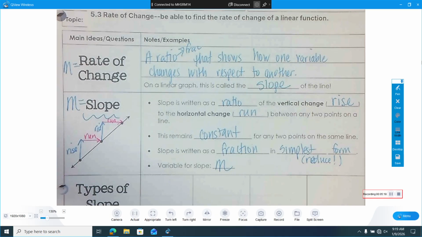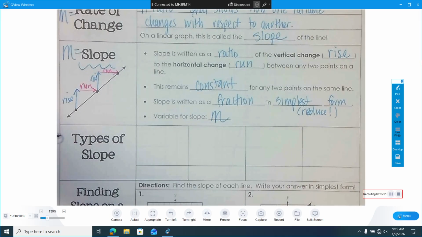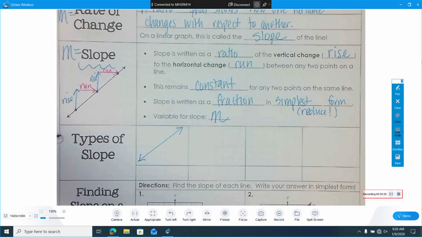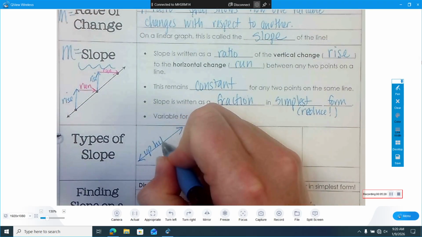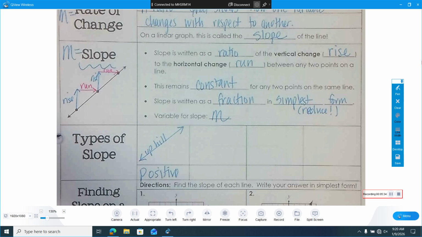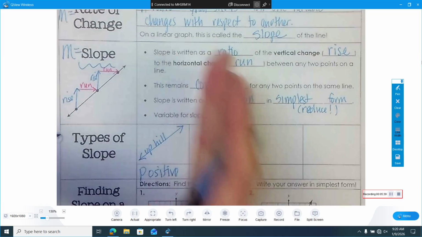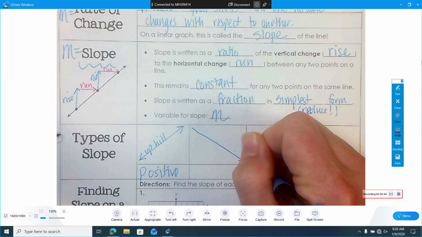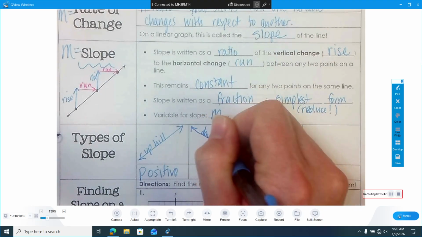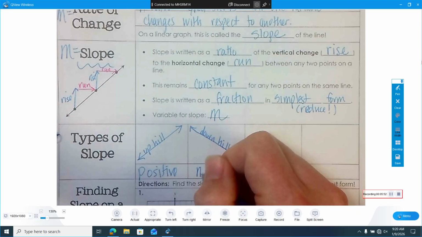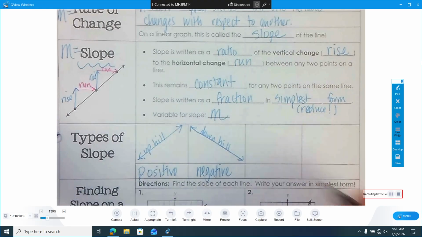We have a couple different types of slope. We have a slope that goes uphill. This is an uphill slope. We call this a positive slope. It's going uphill from left to right. That is a positive slope. And if I have a slope that's going downhill from left to right, what do you suppose that slope is called? Negative, absolutely. That is a negative slope.